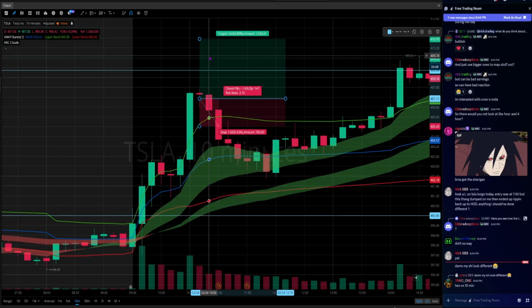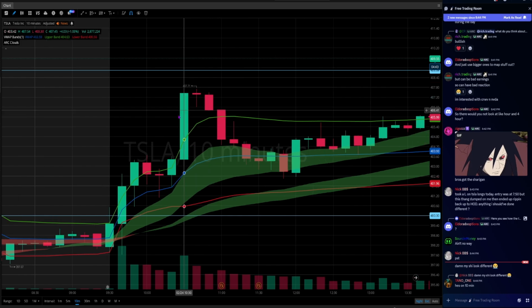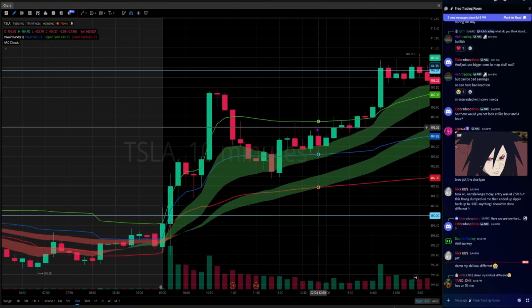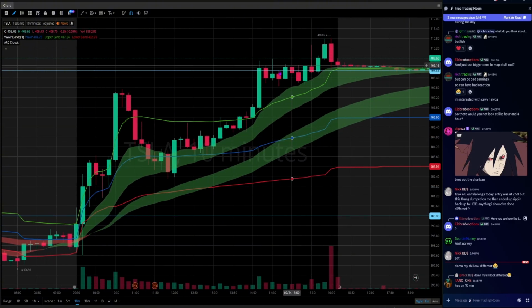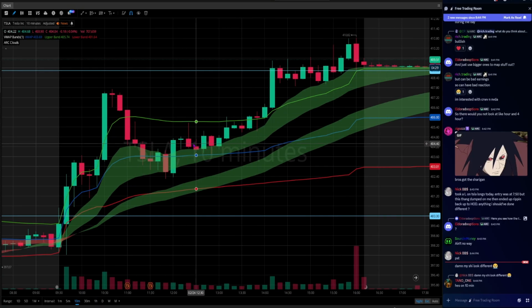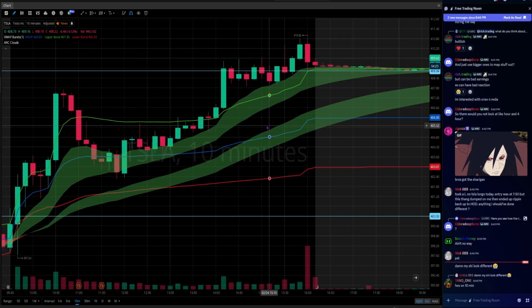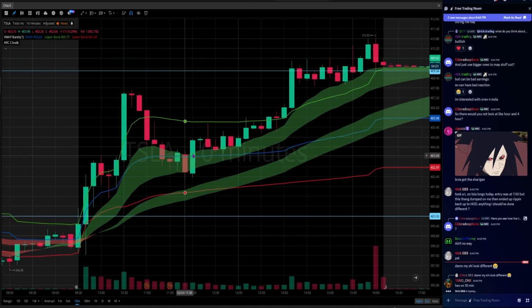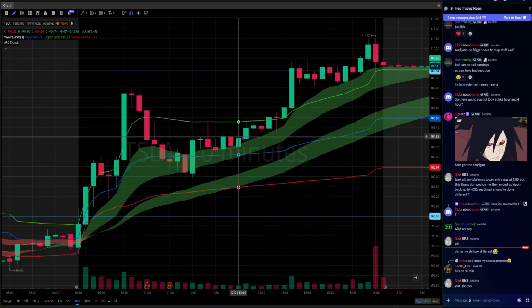So where you went wrong was entering before you got a cloud test, and also after a big pump like this, right? Now, I wouldn't want to say that you missed the whole move because we obviously continued to go up afterwards. But if you waited for us to come down, test the cloud, and then show confirmation of holding, second test, boom, you would have been still good. Anywhere buying in the cloud right here and holding, as long as it didn't break below the cloud, you would have been still good, right? So just waiting for those cloud tests, Nick.